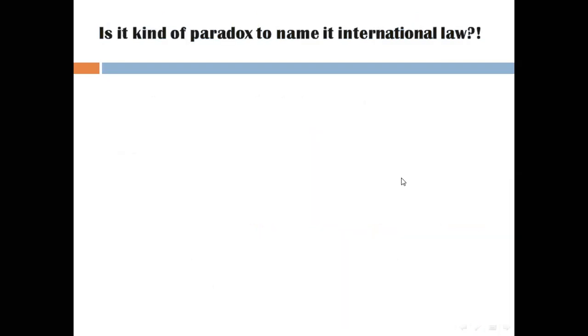Now, here is a question, and I think it is an important one. Also, I found it in one of the European books. It says, is it kind of a paradox to name it an international law, since the law regulates relations between private individuals in the first place? Why do we call it international, despite the fact that it regulates relations between persons in one of the territories inside one of the states? So why do we call it international?